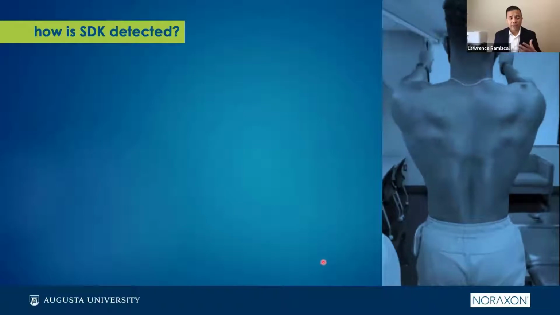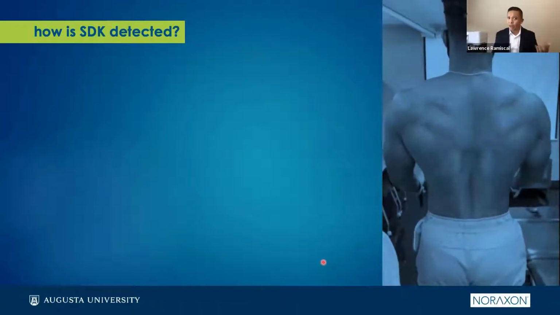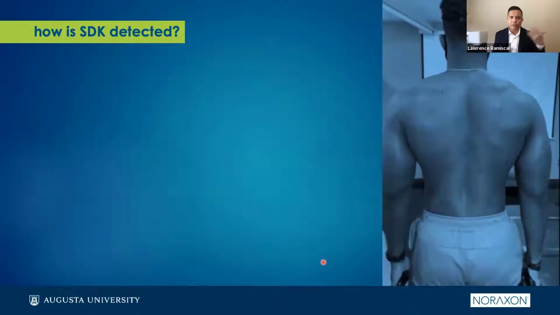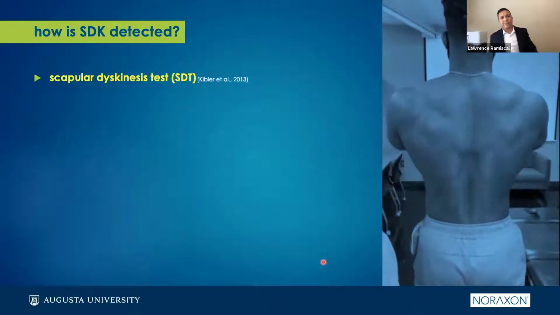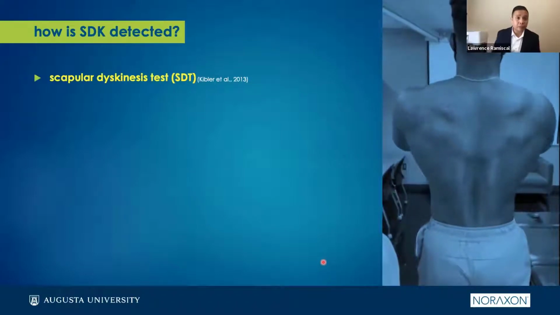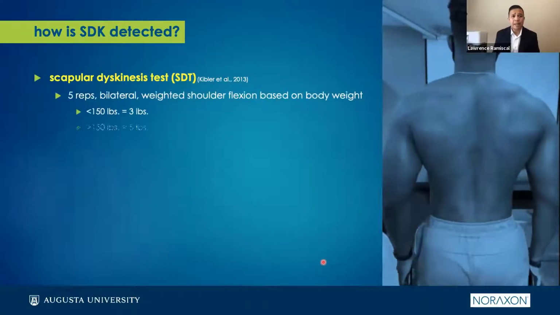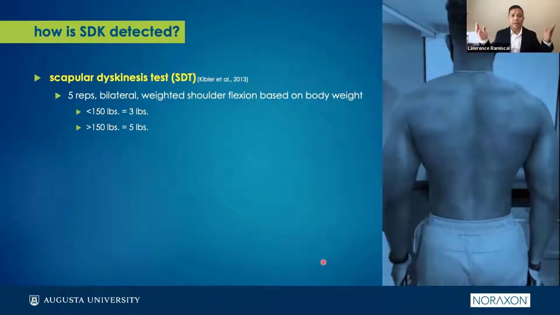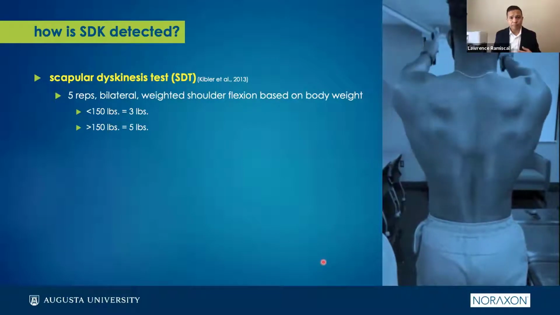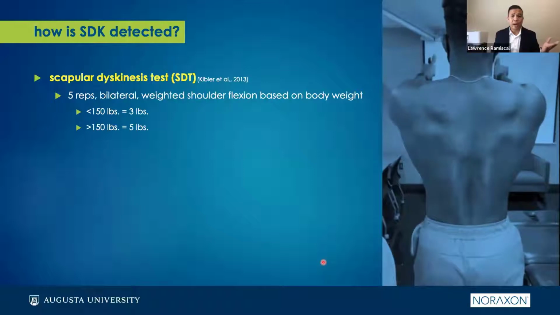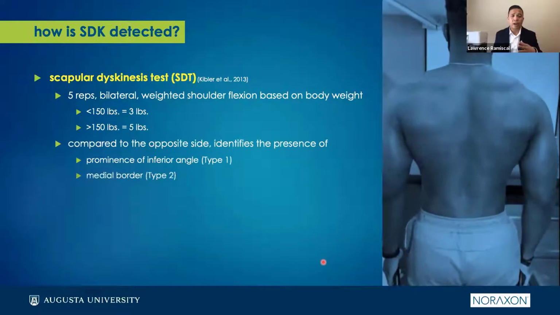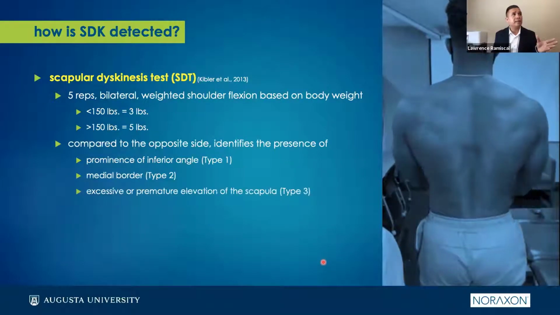Now, if SD is that important, how do we detect it? What you're seeing right now is a video recording, similar to the first video, wherein we do a test called the Scapular Dyskinesis Test, introduced by Kibler and his team almost 20 years ago. It's simply 5 repetitions of bilateral weights, based on the weight of the person, moving up and down overhead, and waiting to see if there is asymmetry or abnormality in the movement of one scapula compared to the other side.